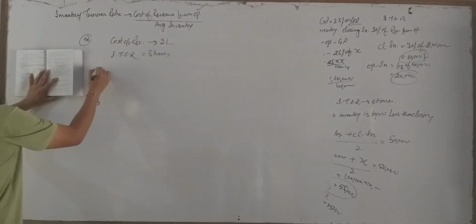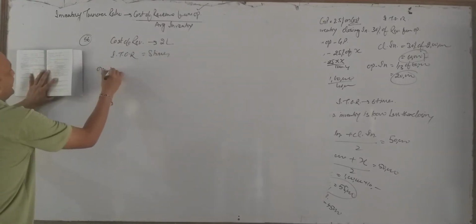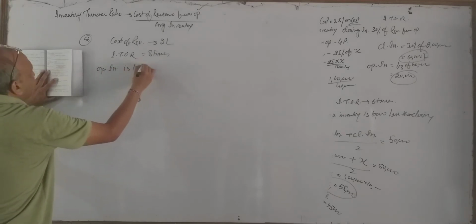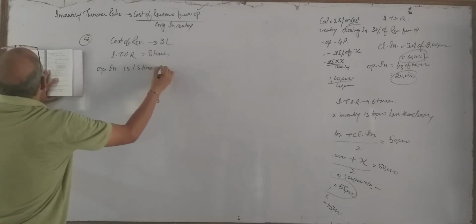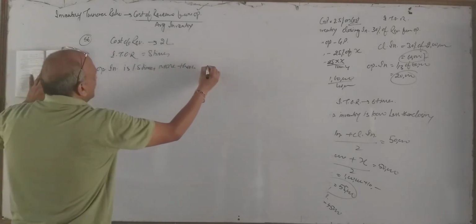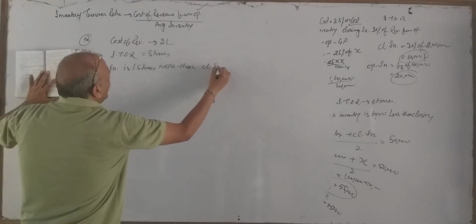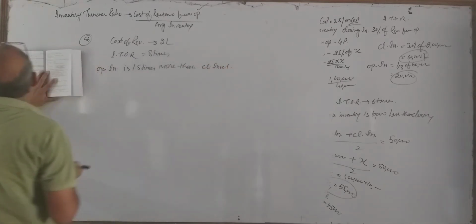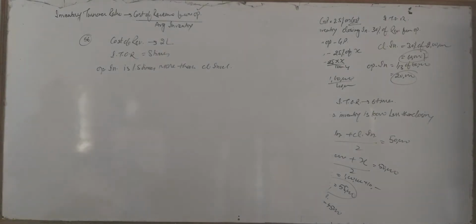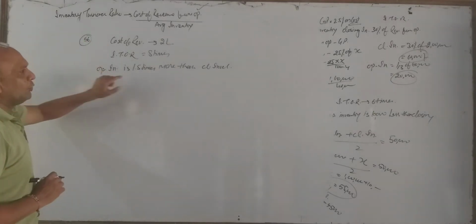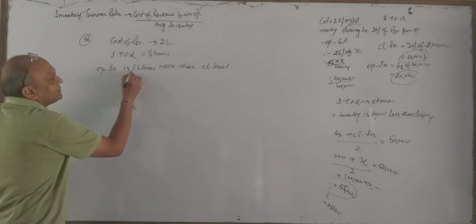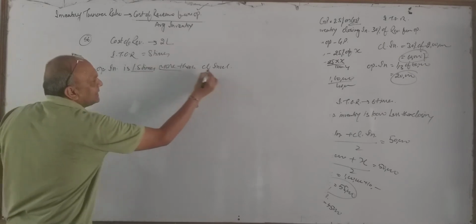And it is given opening inventory is 1.5 times more than closing inventory. That's all. It is given now. Let us see, sir. Again, we have to calculate opening and closing inventory. And what is the information given? Opening inventory is 1.5 times more than closing.